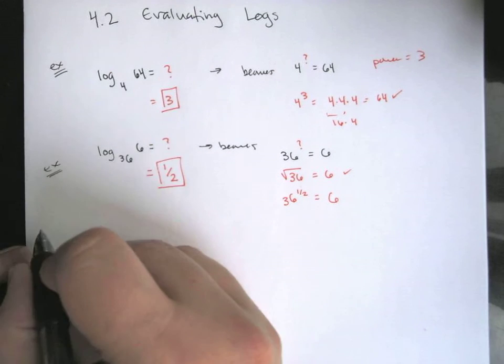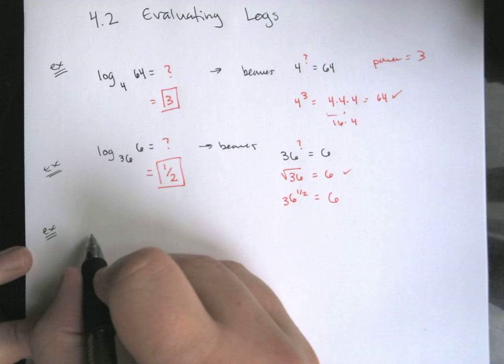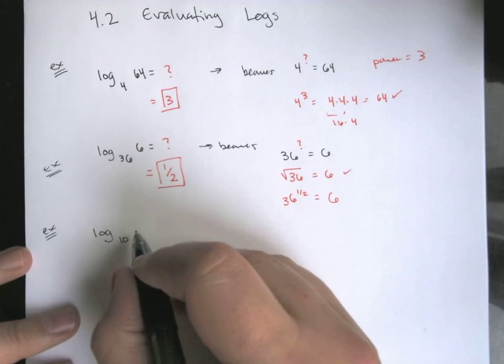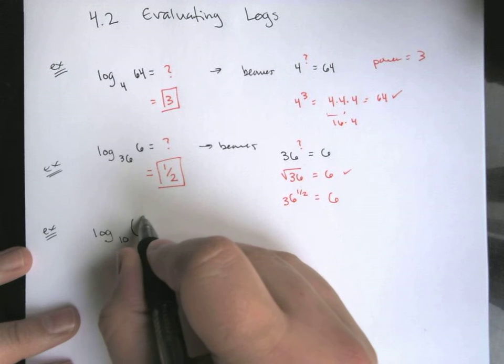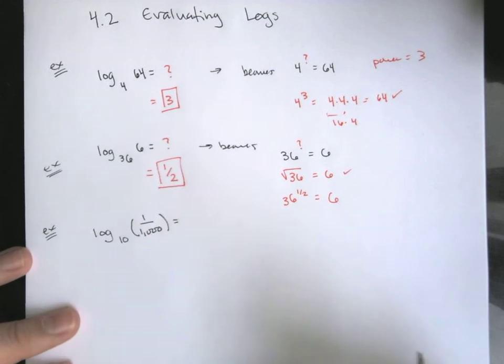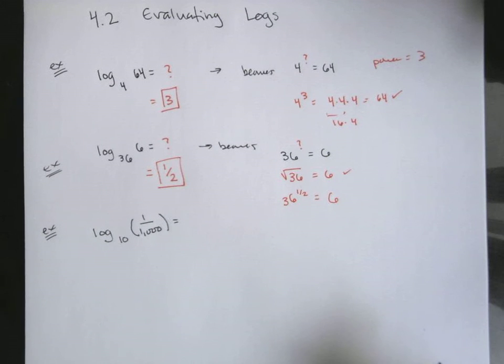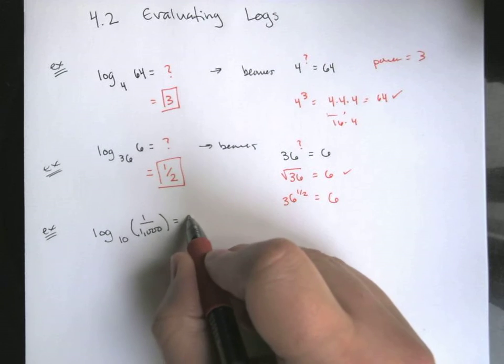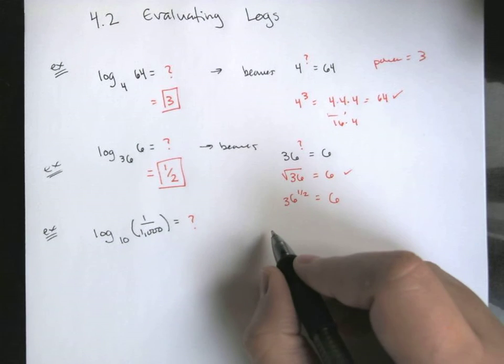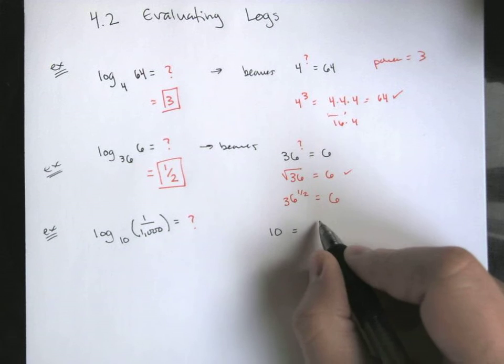Let's run through a few more. Let's do log base 10 of 1 over 1,000. As a decimal, that's 0.001, one thousandth, 1 over 1,000. Same deal, this equals question mark. How do we get from 10 to 1 over 1,000? 10 to the what is going to equal 1 over 1,000?